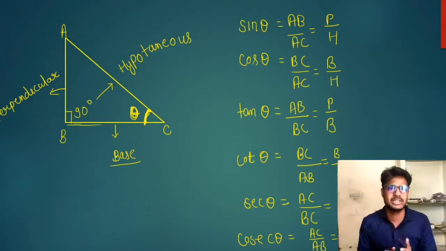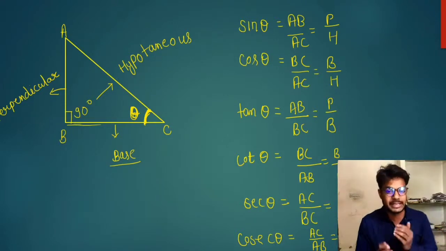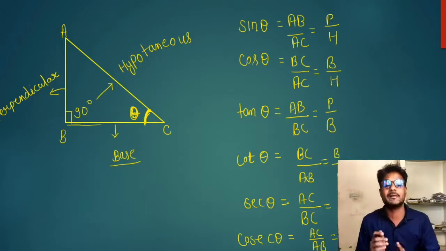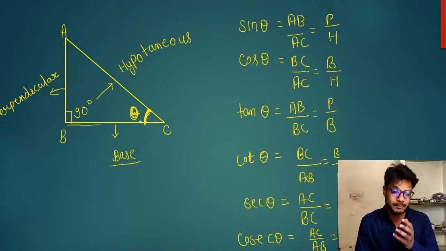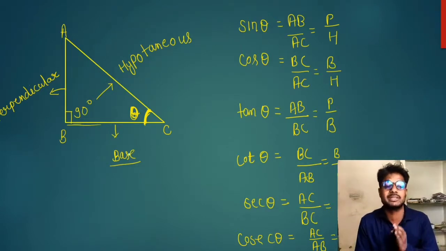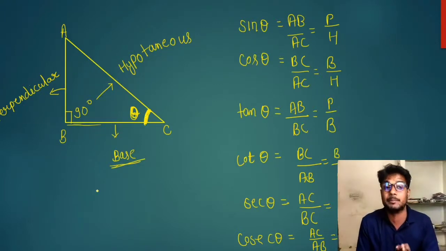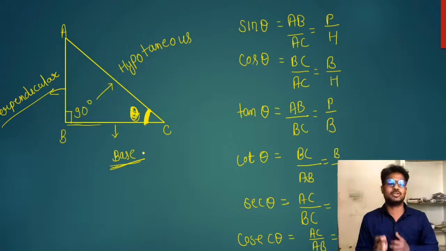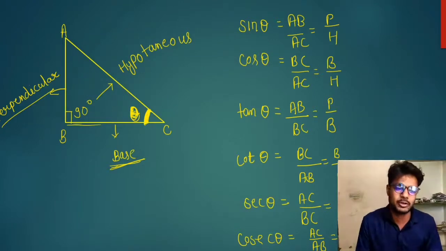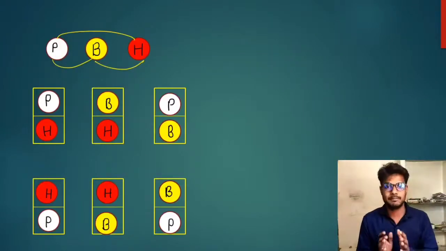So these are the 6 possible ratios in trigonometry: sin theta, cos theta, tan theta, cot theta, sec theta and cosec theta. So there are 3 sides: perpendicular, hypotenuse and base. And one important point, this perpendicular and base depend upon theta. If we are considering this angle theta, then perpendicular will be AB and base will be BC. So these are the possible trigonometric ratios.